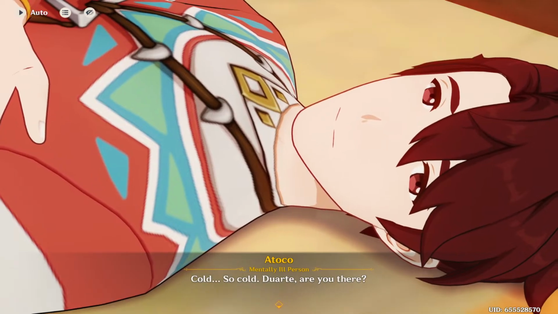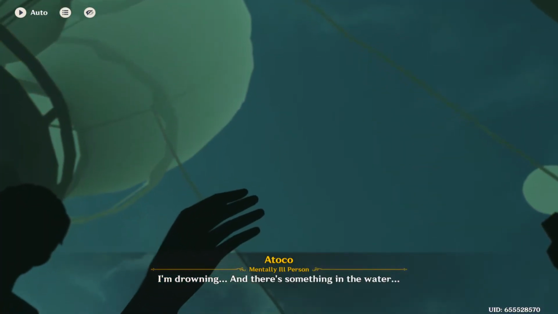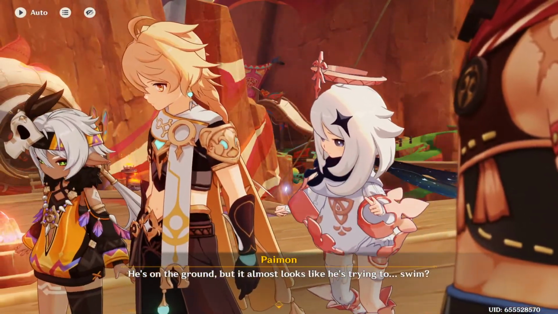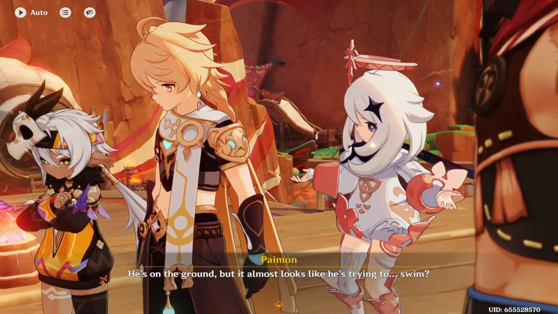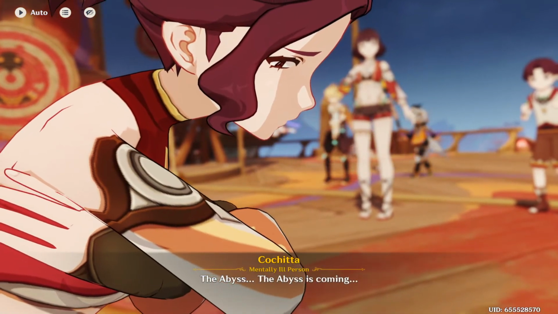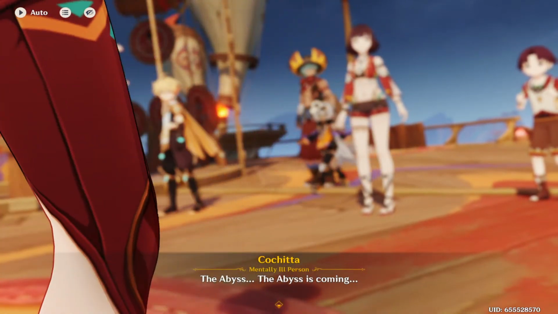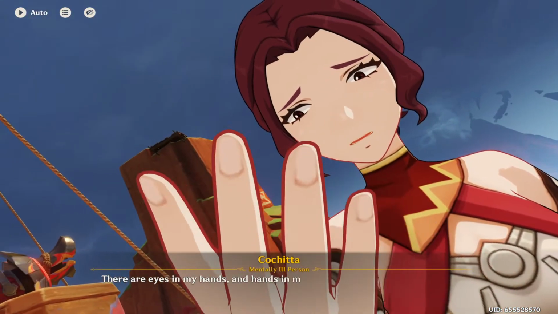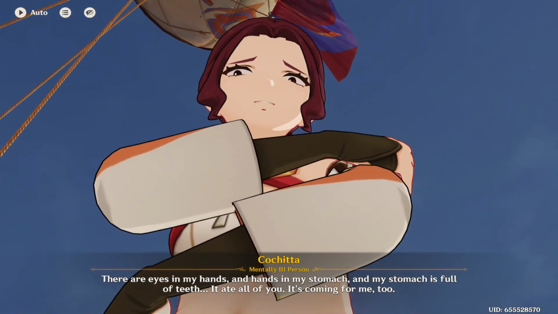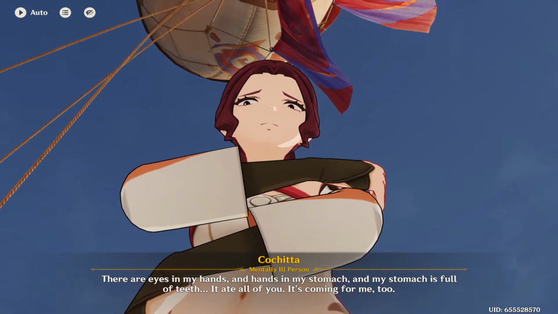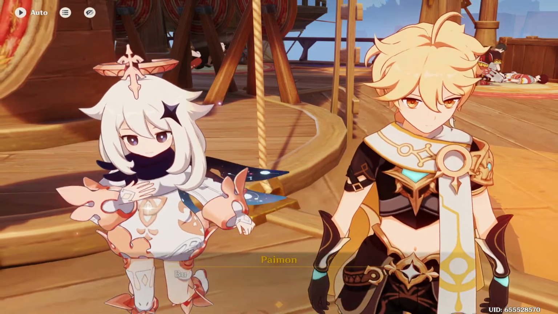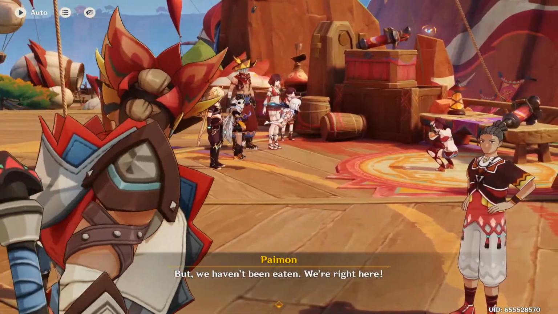Cold. I'm drowning! And there's something in the water! He's on the ground, but it almost looks like he's trying to swim. The abyss. The abyss is coming. There are eyes in my hands, and hands in my stomach, and my stomach is full of teeth. It ate all of you. It's coming for me too. But we haven't been eaten. We're right here.